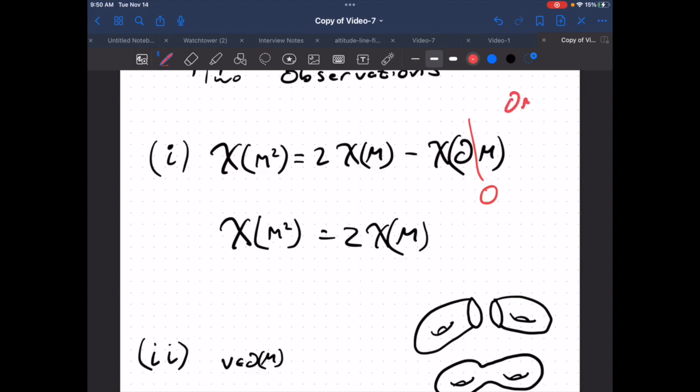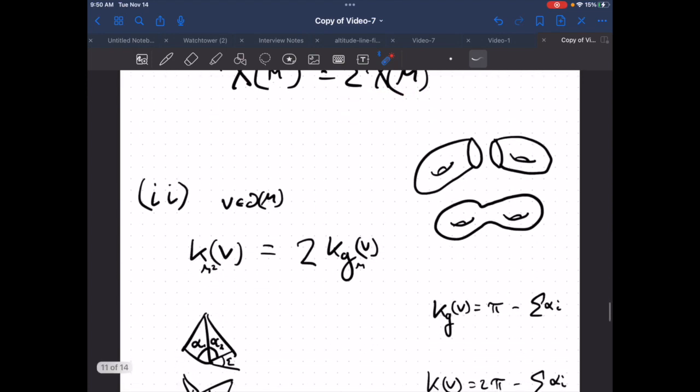So boundary of M, or a collection of circles if there's more than one component. But the important fact is that the number of edges and vertices is the same on the boundary, so the Euler characteristic of the boundary is 0. So our first observation that we're going to use in the proof is that the Euler characteristic of our glued surface is twice the Euler characteristic of our original surface.